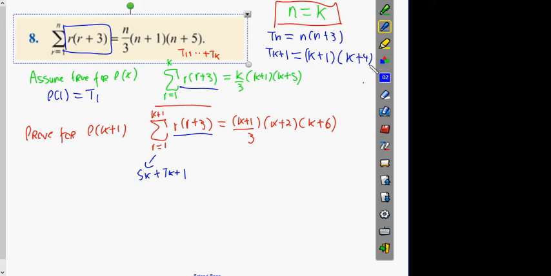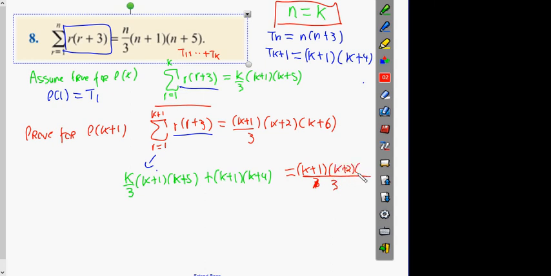Now, what did we say SK was again? Can you tell me what I said SK was? K over 3, K plus 1, K plus 5. Now, what about the other one? What did I say T of K plus 1 was? K plus 1, K plus 4. And that all equals what's in the red. K plus 1 over 3. And now that can be a big line with the 3 underneath, because the 3 is divided into the result of multiplying all of them together.